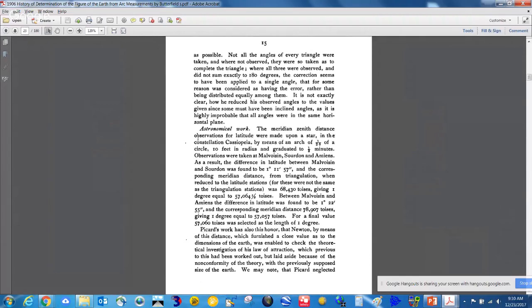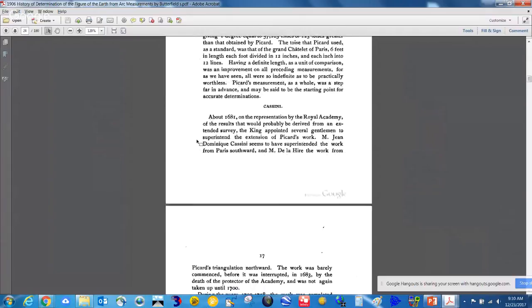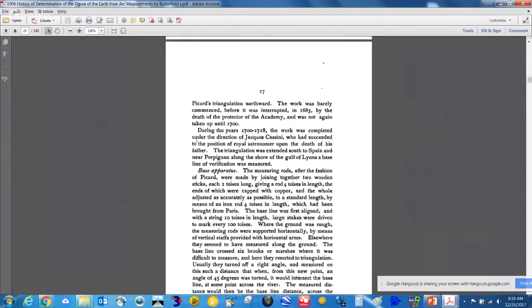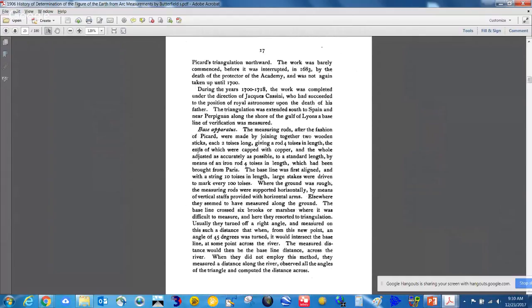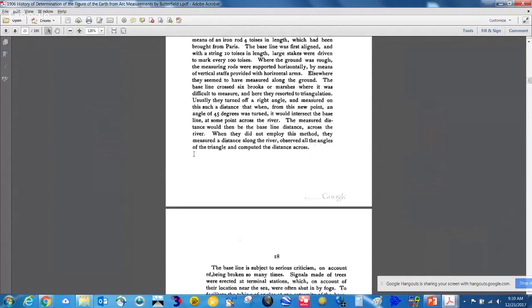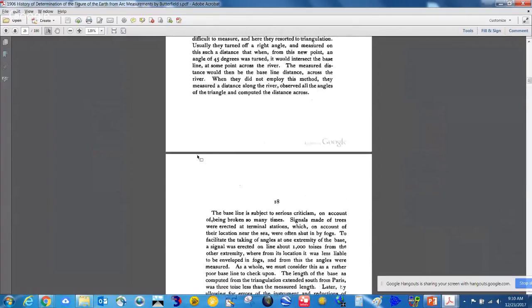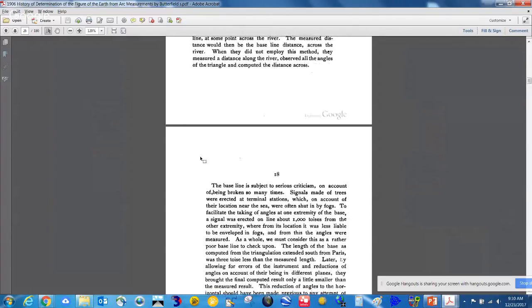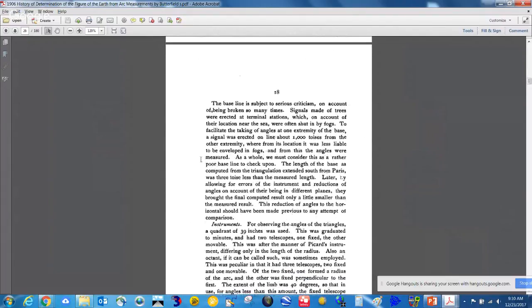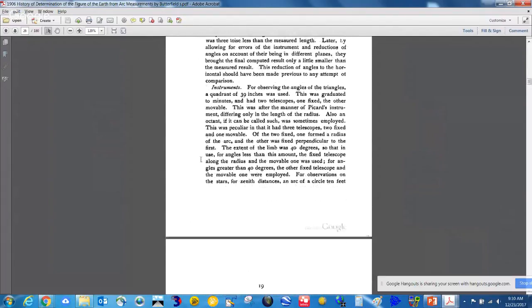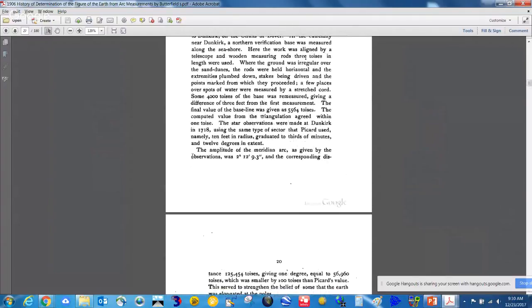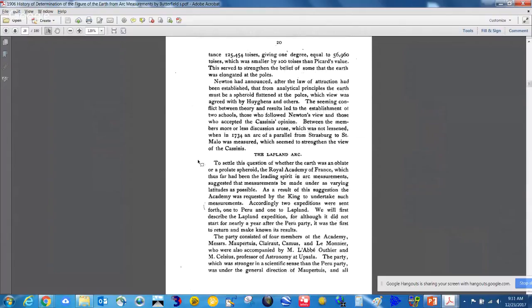the Lapland and Peru. Here's the Cassini's time that they were, the Earth was prolate rather than oblate, which then became the controversy to even launch such an expedition, to send one party and the other to Peru. Well, here's the Lapland Arc.